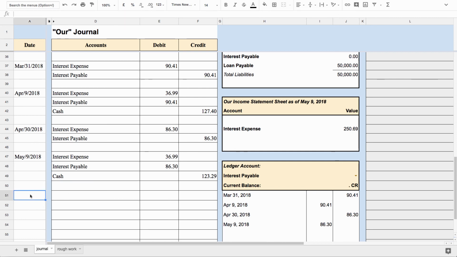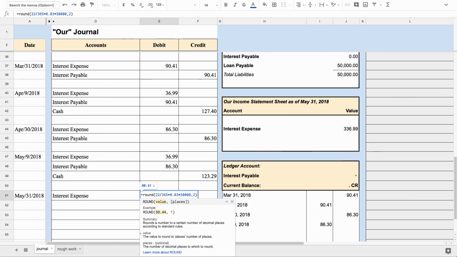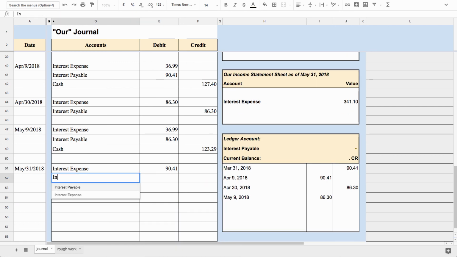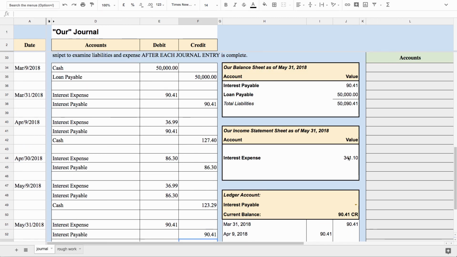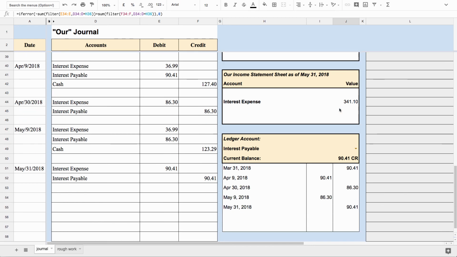So May 31st, you will have an interest expense. It will be from May 9th to May 31st. It's going to be the same old formula, except it's going to be 22 days again. This is a 31-day month. So from the 9th to the 31st is 22 days. Then interest payable for the same amount, bringing our total expense over the loan period to $341.10. The owing as of the end of May, $90.41 again for 22 days of interest.